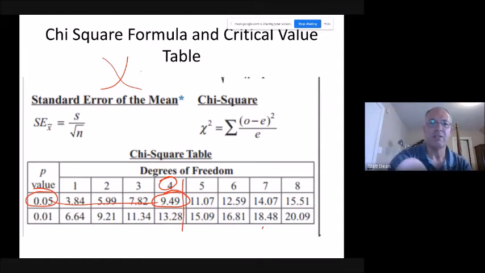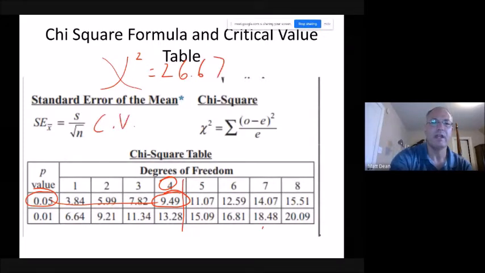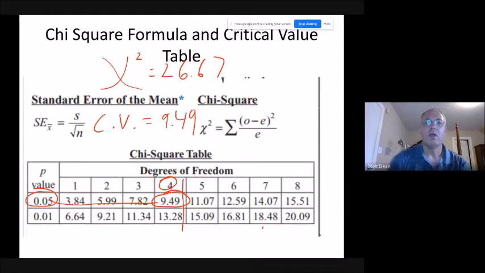So we had a chi-square value of, what was it, 26.67. And we had a critical value, which I'm going to abbreviate as CV, of 9.49. All right, you have to compare those. And in this case, if chi-square is greater than the critical value, which it is in this case, we're going to reject the null hypothesis.